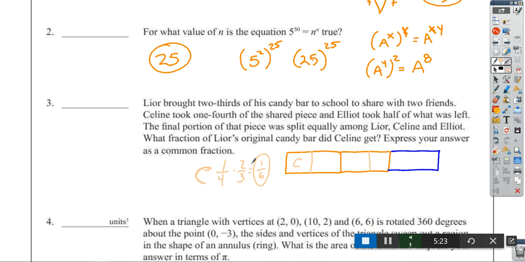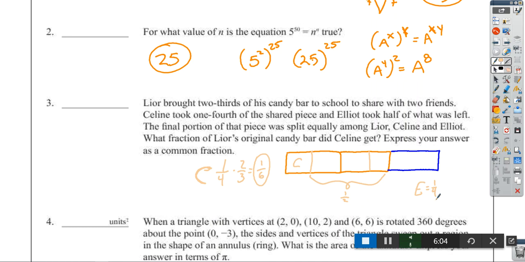Then Elliot took half of what was left. So we have what was left here, right? So this is 1/3 plus 1/6, right? So 1/3 plus 1/6 is half. So this right here is 1/2 the bar. So Elliot took half of this. So that's 1/4. Elliot just took 1/4 of the bar, right?